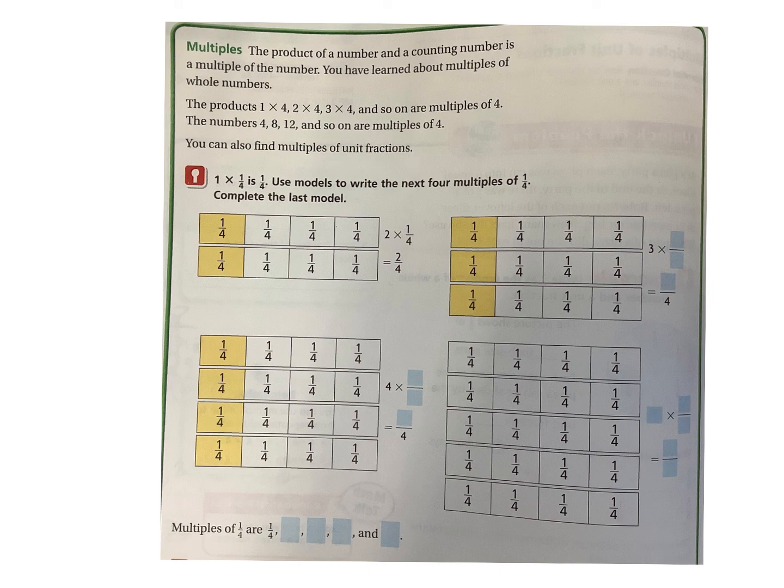So here's what we're going to see. If I do 1 times 1/4, that's 1/4. If I do 2 times 1/4, I get 2/4. If I do 3 times 1/4, I get 1, 2, 3/4. If I do 4 times 1/4, 1, 2, 3, 4 times 1/4, I get 1, 2, 3, 4 fourths. 4 fourths.